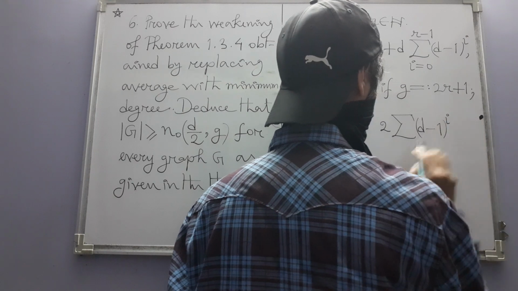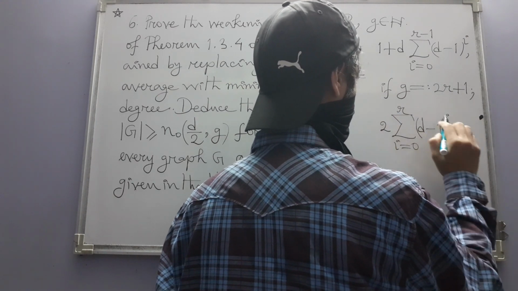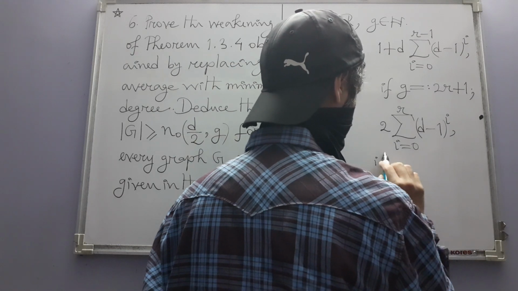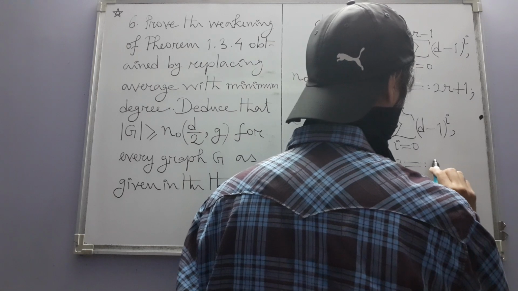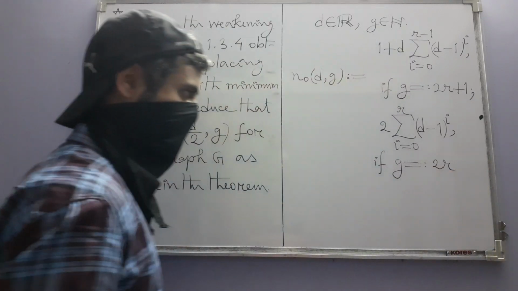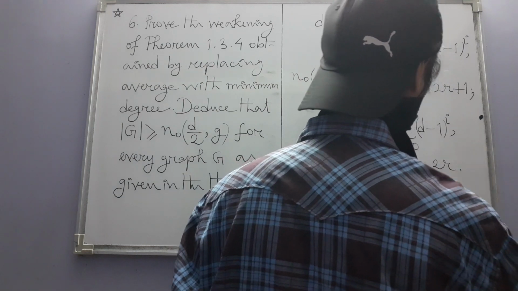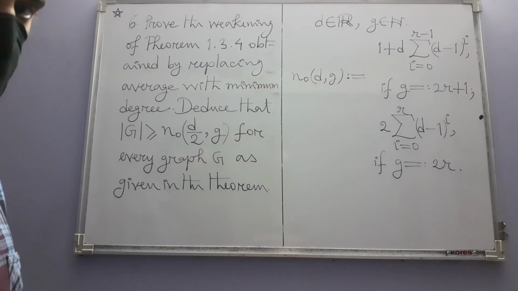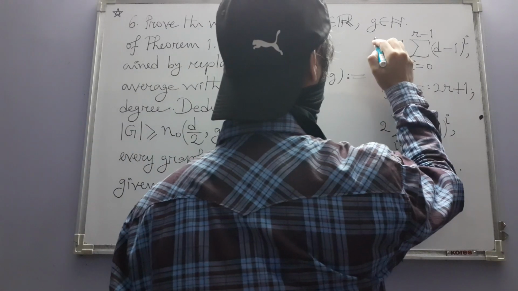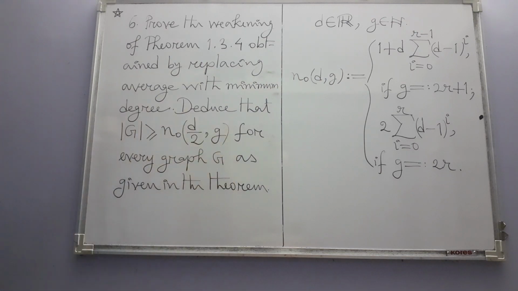And when G is even, then the value is defined to be this. And here R is G over 2. There is no need to separately write that this is even, because from the form itself we can see that that is the case. So this is the definition of these quantities.